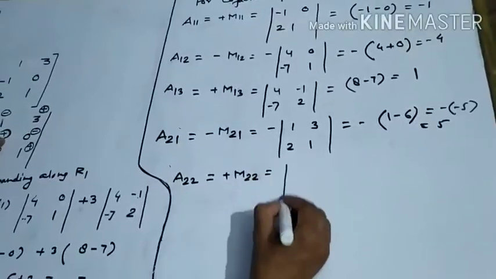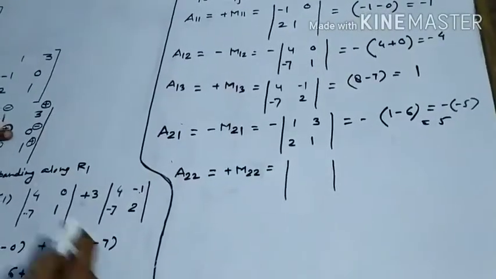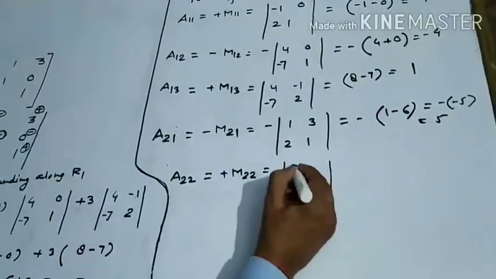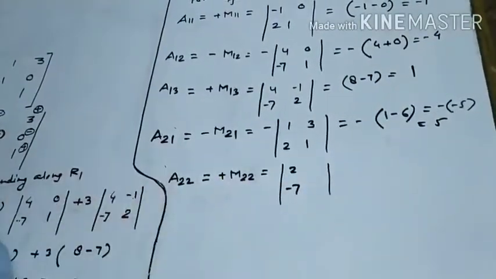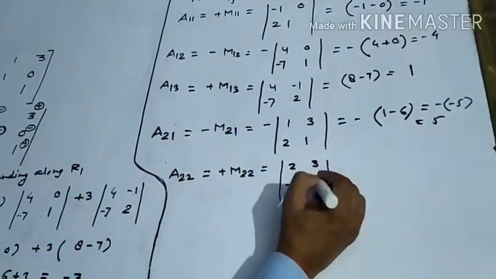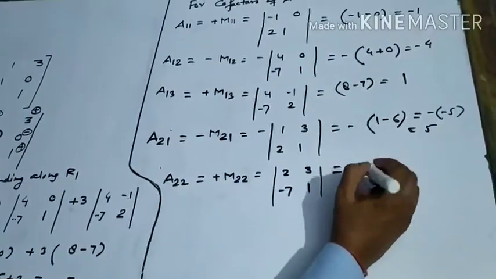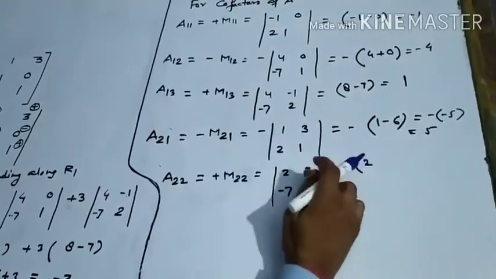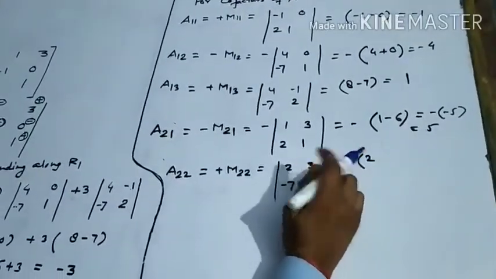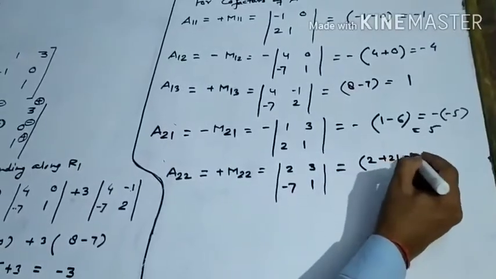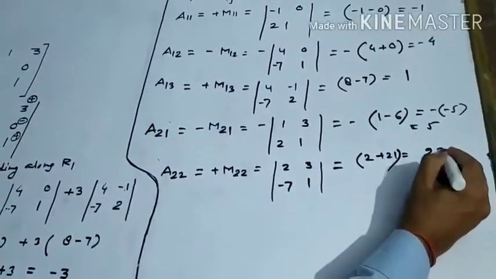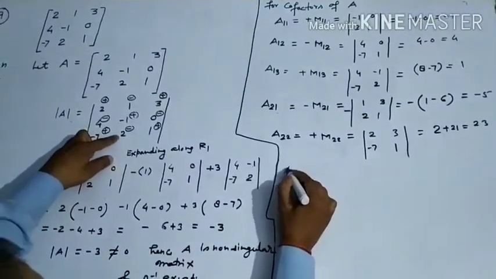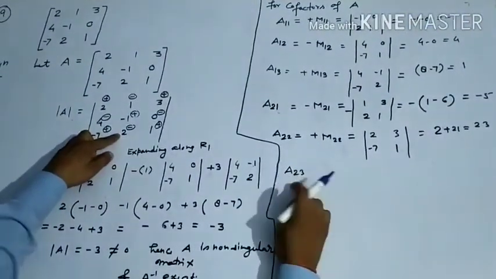So this is equal to, you have to leave second row and second column, this and this we are going to leave. So what is the remaining? 2 minus 7, and then after this is the 3, and here this is the 1. So this is equal to 2 and 3 multiplied by minus 7 means minus 21, means plus 21, or this is equal to what? 23.